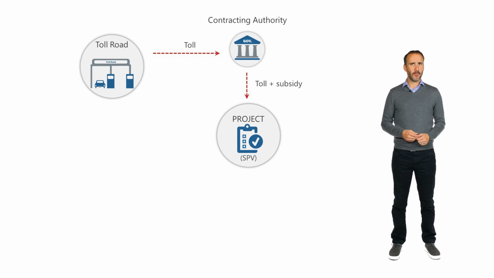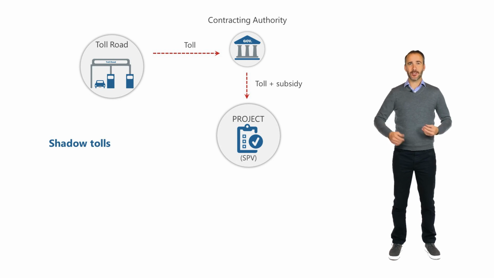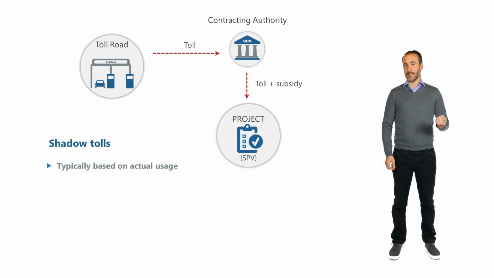Regardless of the rationale, user payments subsidized by the government are called shadow tolls, meaning the toll is being paid by someone other than the end user. And sometimes the end user has no knowledge that such a toll is being paid at all. Shadow tolls differ from availability payments in that the fee is based upon actual usage rather than the availability of the infrastructure to be used.